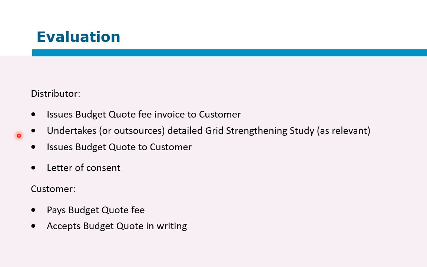From there, they can issue a budget quote to the customer, and once the customer has accepted the budget quote, a letter of consent can be issued if there is NERSA registration or licensing required. So the customer has to pay the budget quote fee before the budget quote can be calculated, and also accept the budget quote in writing.